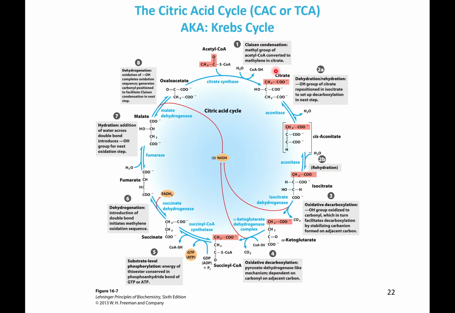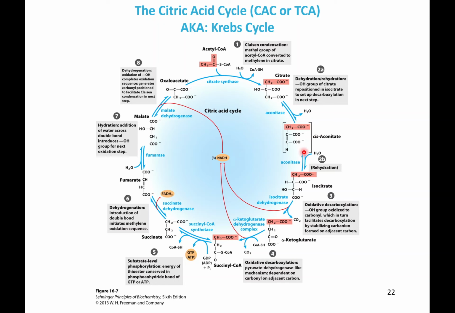Just saying citrate goes to isocitrate is probably good enough for this class. But this figure is nice in that it shows the specific chemical structures of all of the intermediate compounds. It has in blue the enzyme names, and then it highlights in red where those carbons are going that come in from acetyl-CoA.